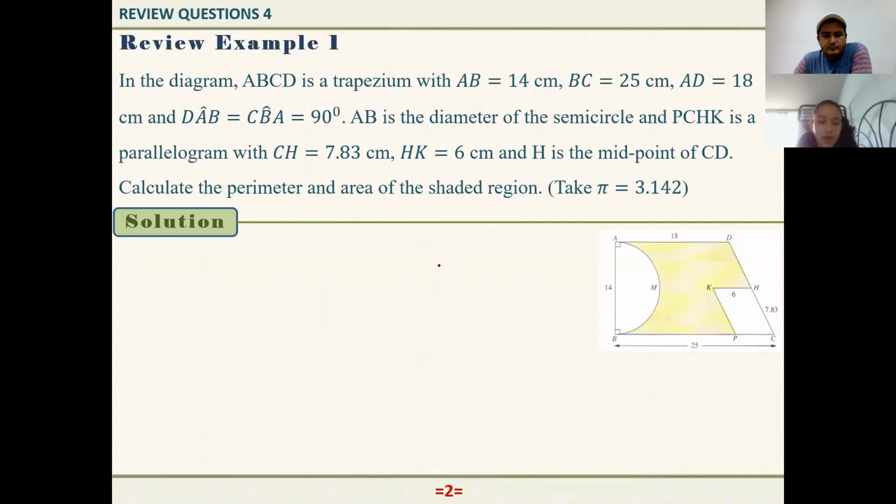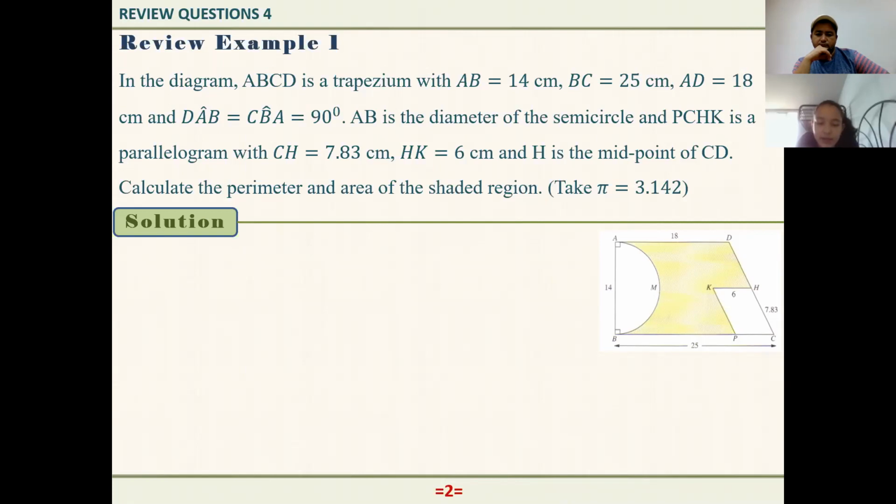In the diagram, ABCD is a trapezium with AB equals 14 centimeters, BC equals 25 centimeters, AD equals 18 centimeters, and angle DAB equals angle CBA equals 90 degrees. Okay, Shahina, when you're reading this, we have a cap here, right? What does it mean? You should read it as angle DAB equals angle CBA equals 90 degrees.